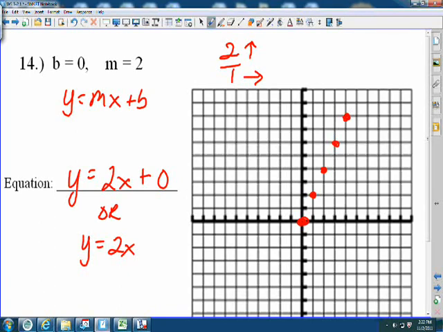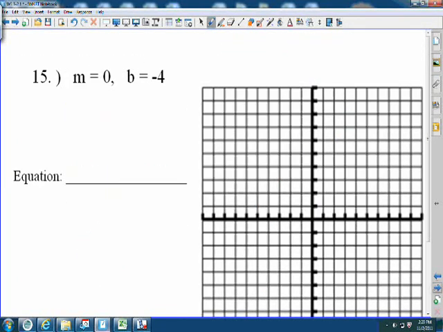Now can't I go backwards? Down 2 to the left 1. Now I can connect my dots. What is the x-intercept of this problem? It crosses right here. It is 0, 0. The x-intercept and the y-intercept are the same thing in this case.